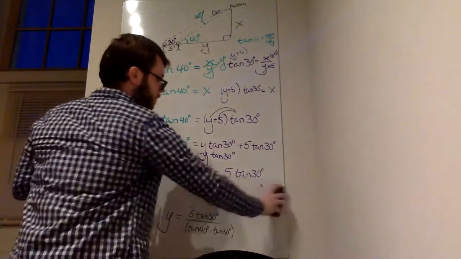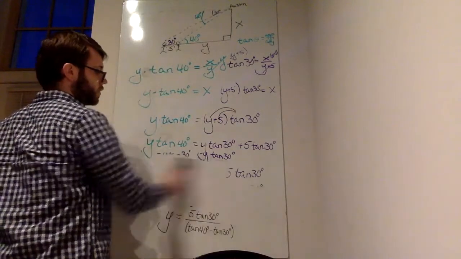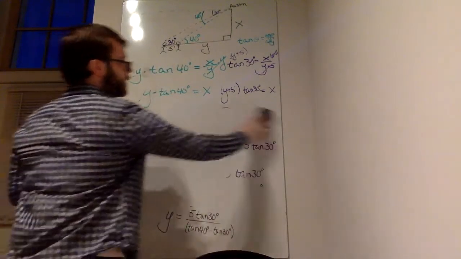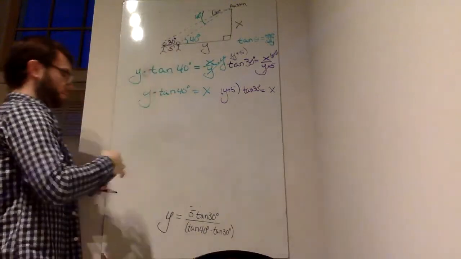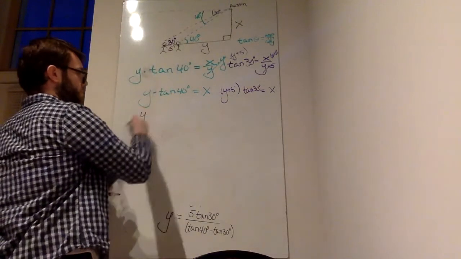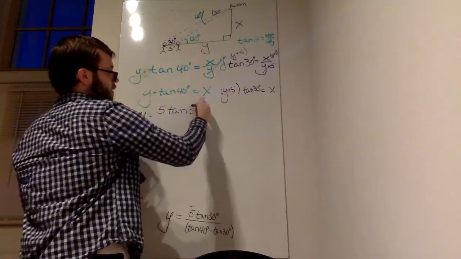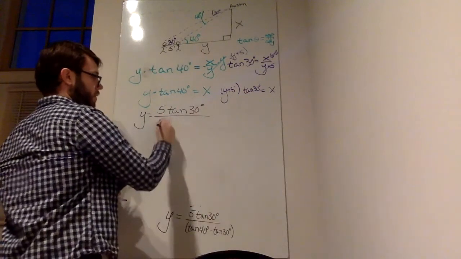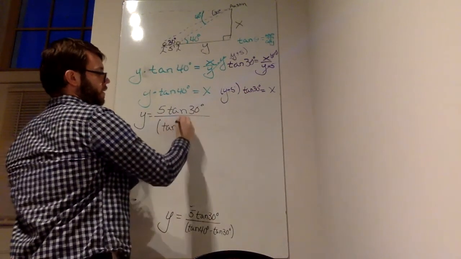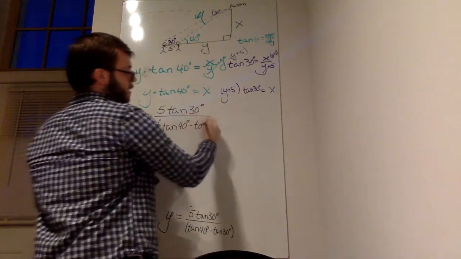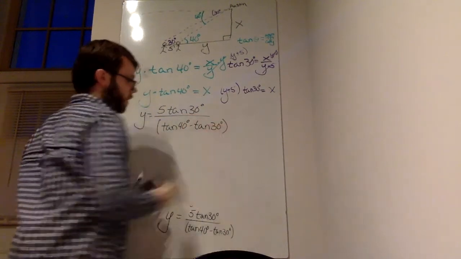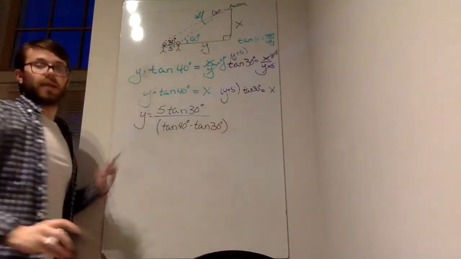So I'm left with that. And y is equal to 5 times the tangent of 30 degrees divided by tangent of 40 degrees minus tangent of 30 degrees. Okay, so we know that's what y is.